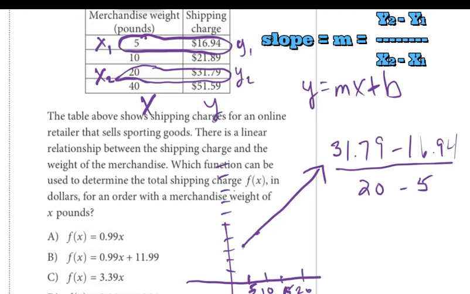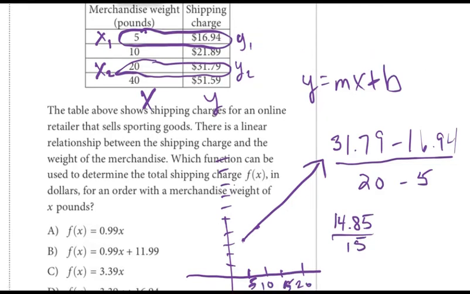And using the calculator, we get 14.85 over 15. And that simplifies to 0.99. And that would be our slope, which we kind of already knew, which is going to be right here. And how do we find our y-intercept? Well, let's do our y-intercept.